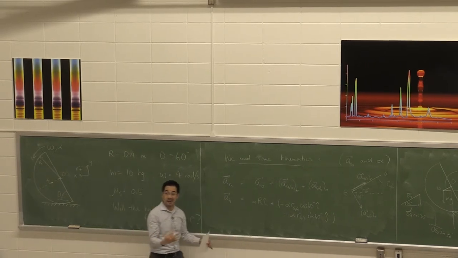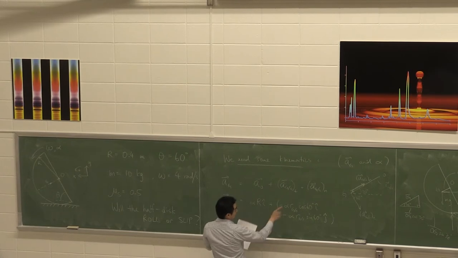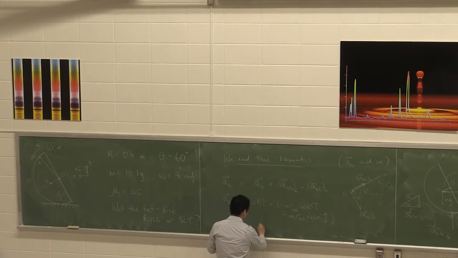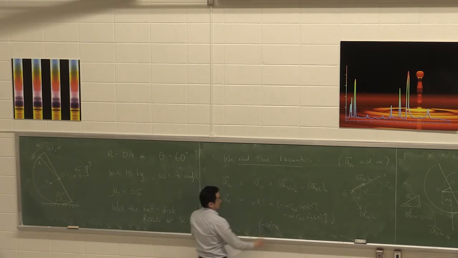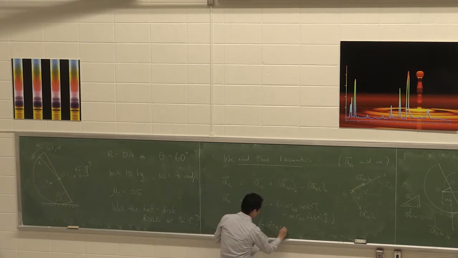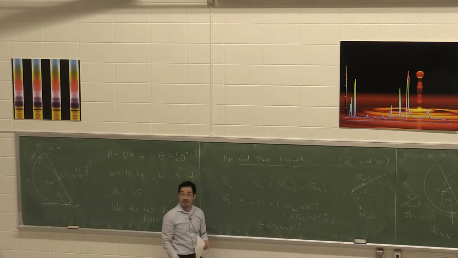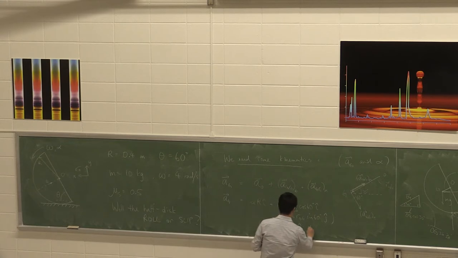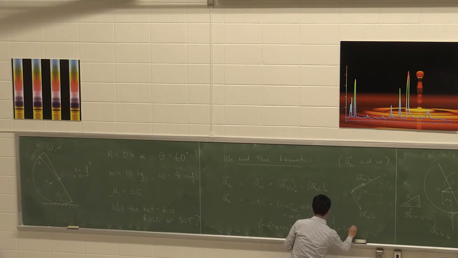Then I'm going to take my omega squared r's. And my omega squared r is going to be negative up that way. So negative omega squared R_G/O times cosine 30 i, and then upward, plus omega squared R_G/O sine of 30 j.